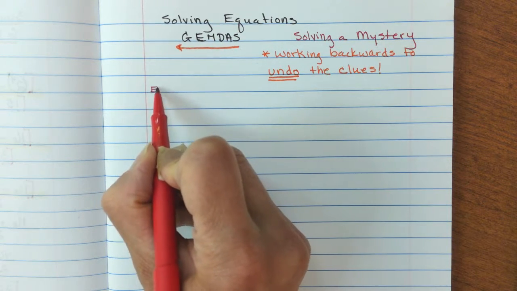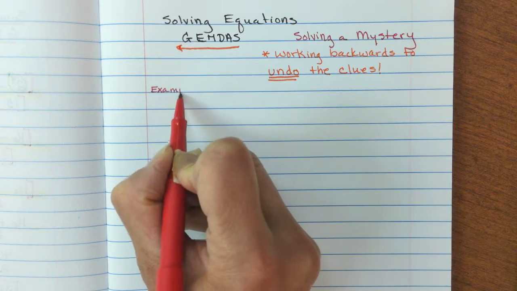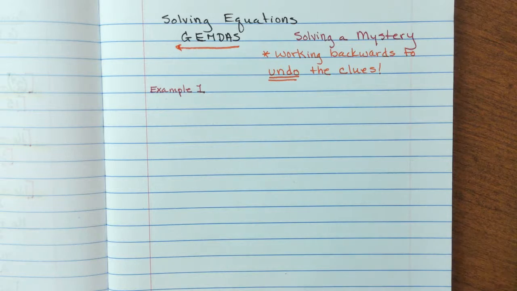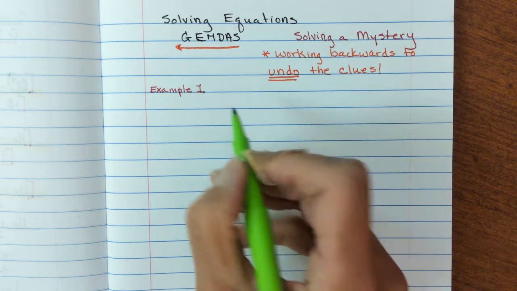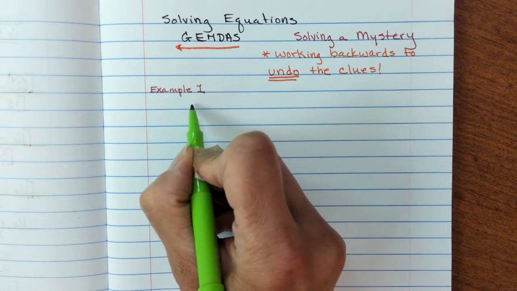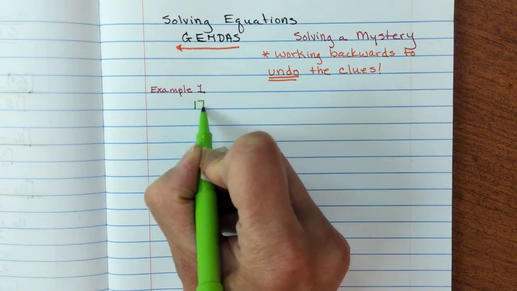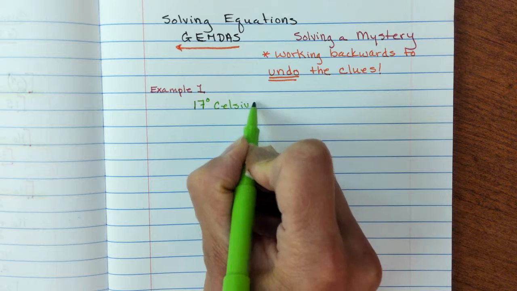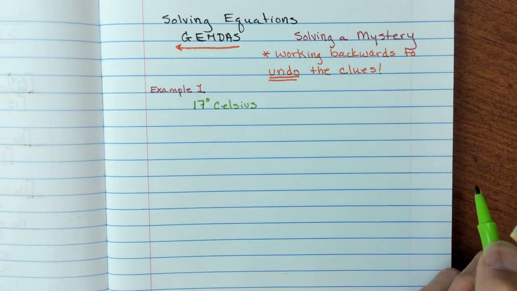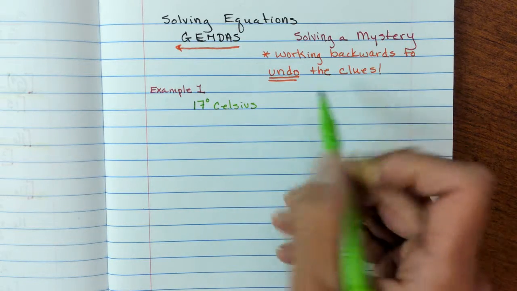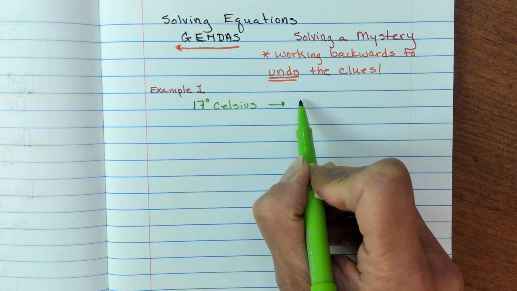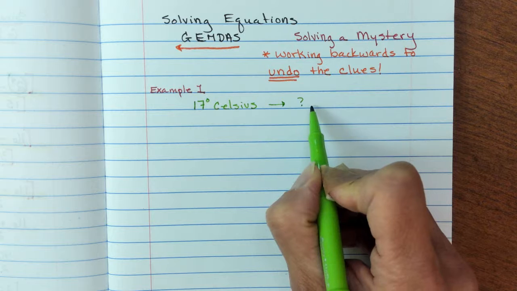Example 1. Let's say that the current temperature, maybe we're in Europe, is 17 degrees Celsius. But I don't know what that means, so I want to know how many degrees that is in Fahrenheit.